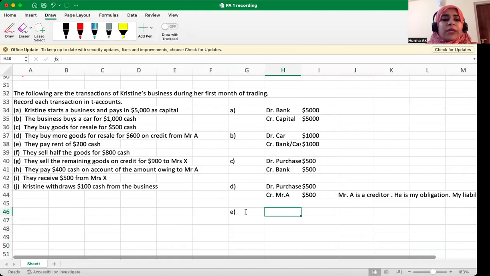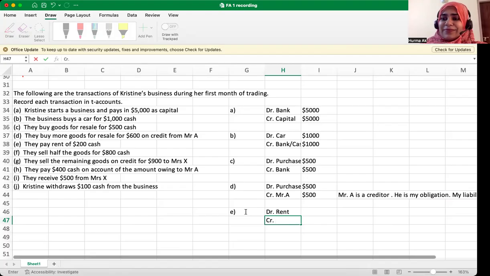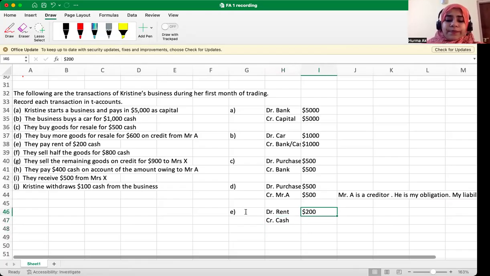Let's move on to the E one. They pay rent for $200 cash. So you're paying rent. What are the two accounts you're going to open there? Rent, yes, that's an expense, and cash. So what do we debit? Rent, because it's increasing, that's right. And what do we credit? Cash, or bank, right? That's going to be for $200.